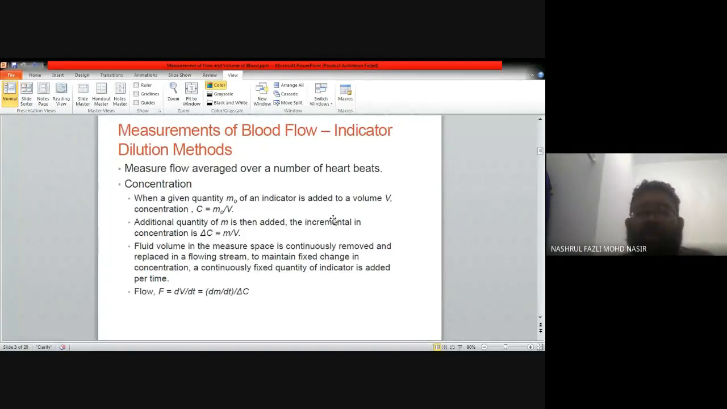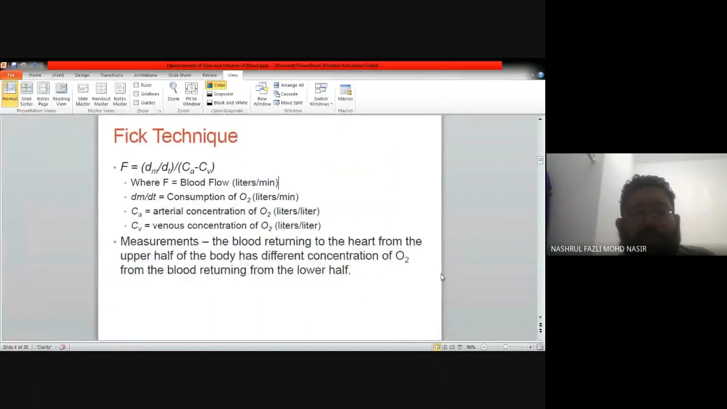One important thing here is that this is invasive. We will go to non-invasive later, even for the asynchronous lecture we will do on the ultrasonic. Another one is plethysmography, and also ultrasonic. Both of these are non-invasive. This is invasive, and we will see why. So here we use the Fick technique.